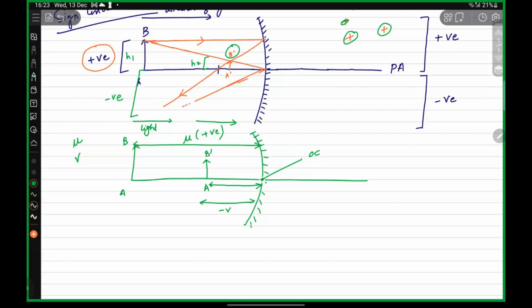Am I clear? So suppose I had an image somewhere here, let's say this was the image. Let's say this is A double dash, and this is B double dash, and I had to measure the distance of this image. Now, can anyone tell me, let's say this is V2, this is V1, will the distance V2 be positive or negative?